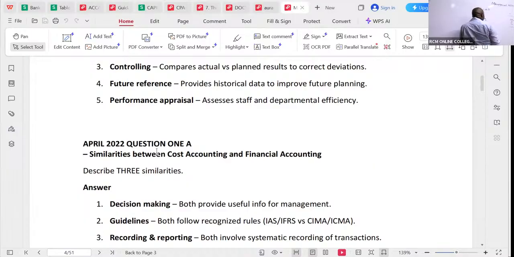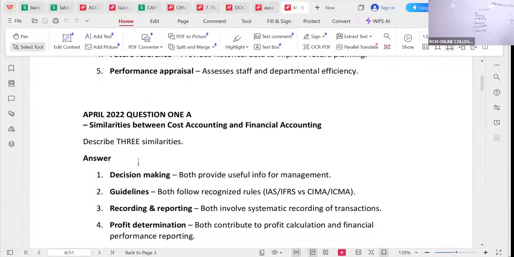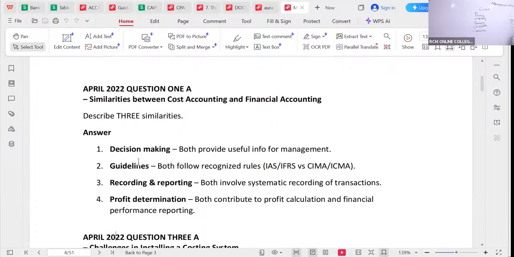So both somehow follow recognized rules. Both are useful in terms of recording and reporting. Both involve systematic recording of transactions, profit determination. Both contribute to profit calculation and financial performance. Even costing, because in financial accounting we still have to do cost of sales. Of course, we don't get into granularity, very detailed, but we are still able to do costing there.